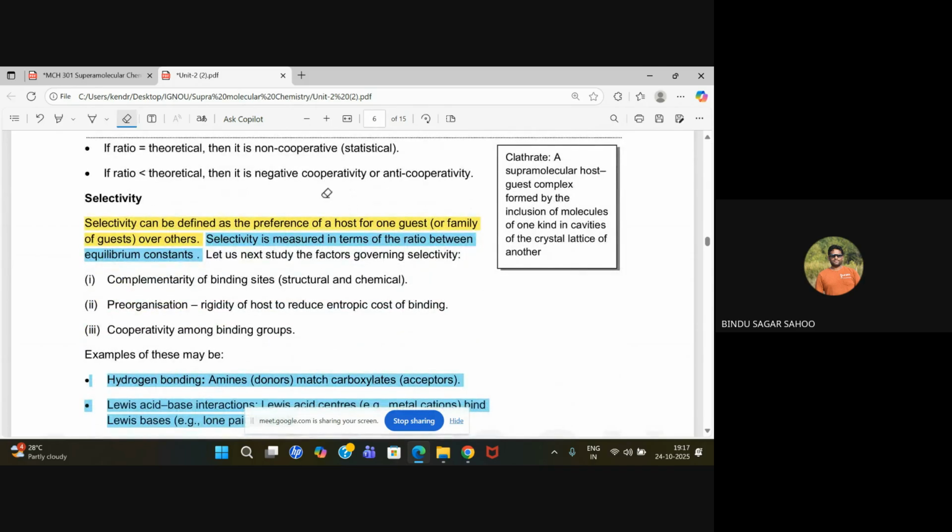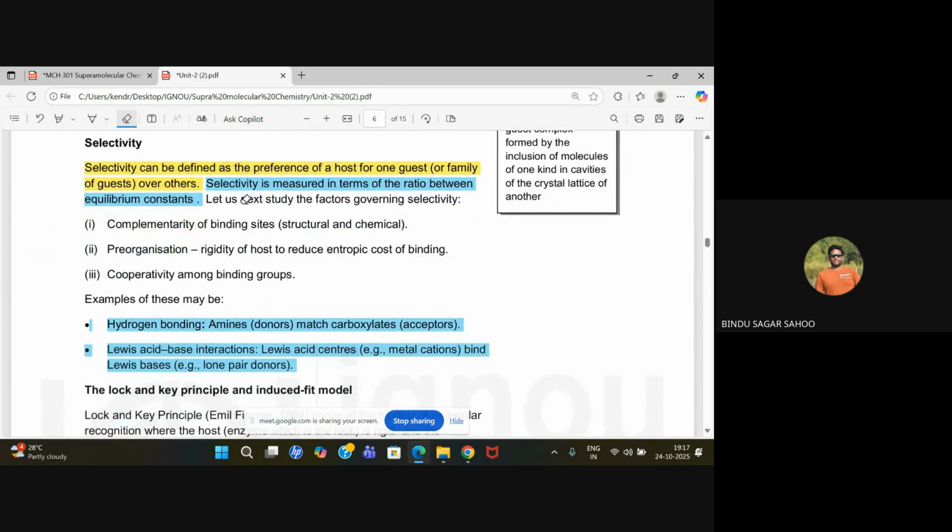The next important factor is selectivity. When guest-host interaction occurs, selectivity will definitely be an important parameter. Along with selectivity, the other factors are also important: cooperativity among the binding groups, which we already discussed here, and reorganization and rigidity of the host to reduce the entropic cost of binding.